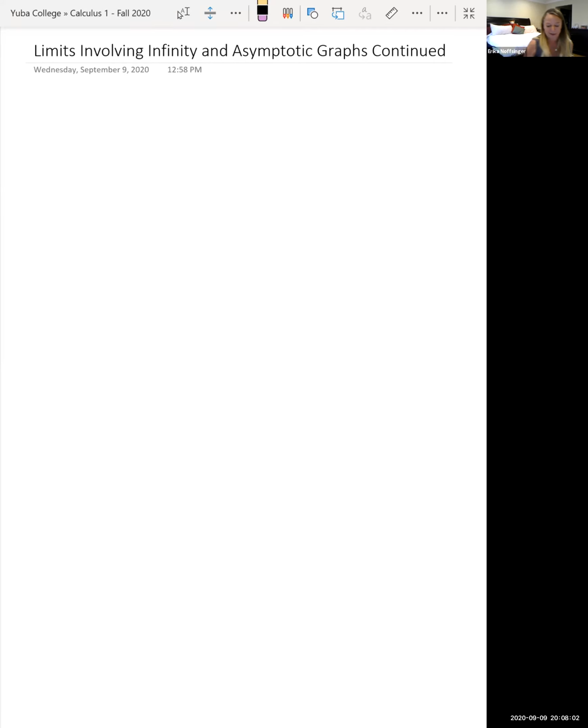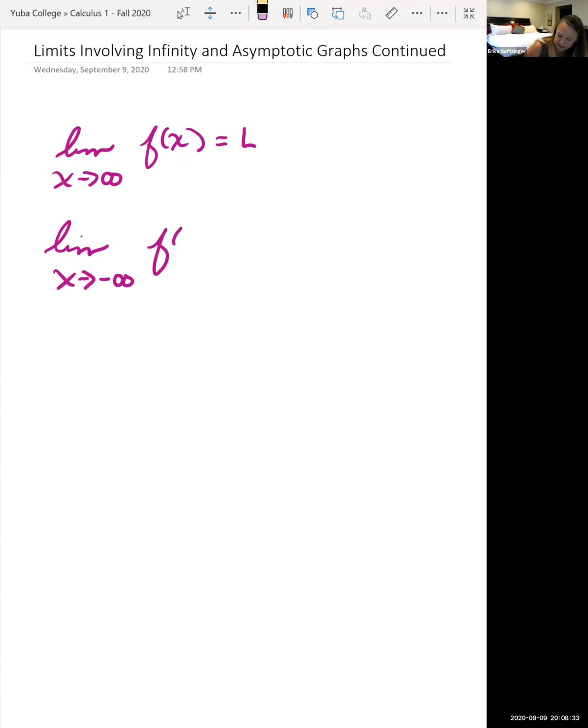So we're looking at the limit as x is going to infinity or negative infinity. That's going to help us find horizontal asymptotes. For instance, if we have the limit as x is going to infinity of some function f of x, and this is equal to a value L, or we can have the limit as x is approaching negative infinity, the other end behavior of the graph of f of x. Maybe this is also approaching L.